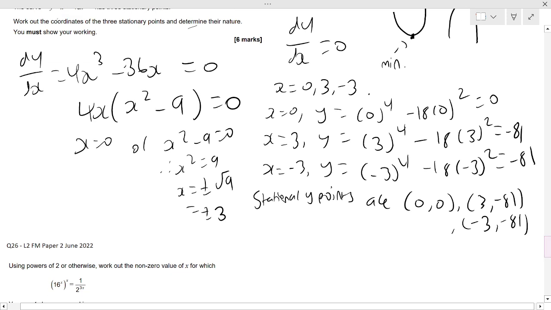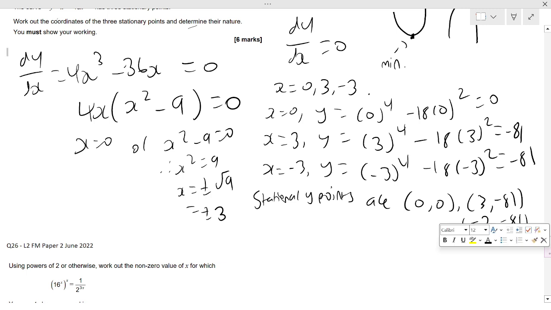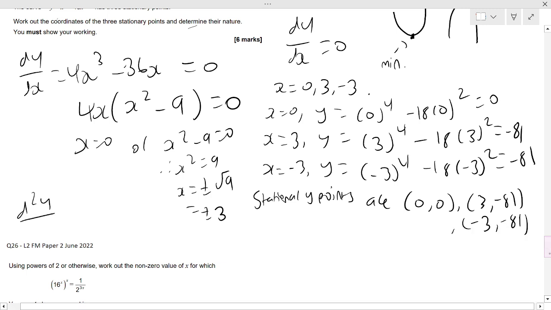So we know that dy/dx is 4x cubed minus 36x. So then d squared y, the second derivative, is going to be equal to 12. Again, 3 times 4 is 12, x squared, knock 1 off, minus 36. x to the 1 times 36 is 36 times x to the 0, which is 1. But there we are, that's the second derivative.